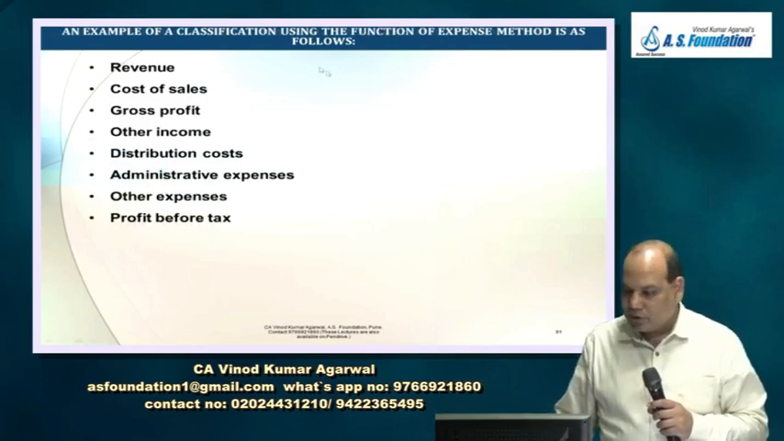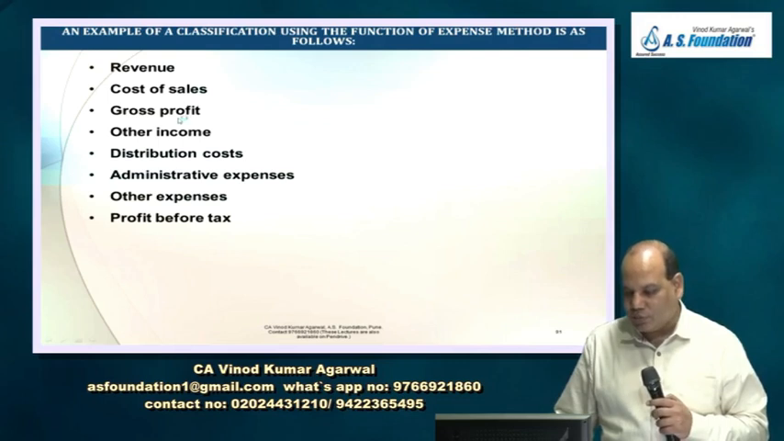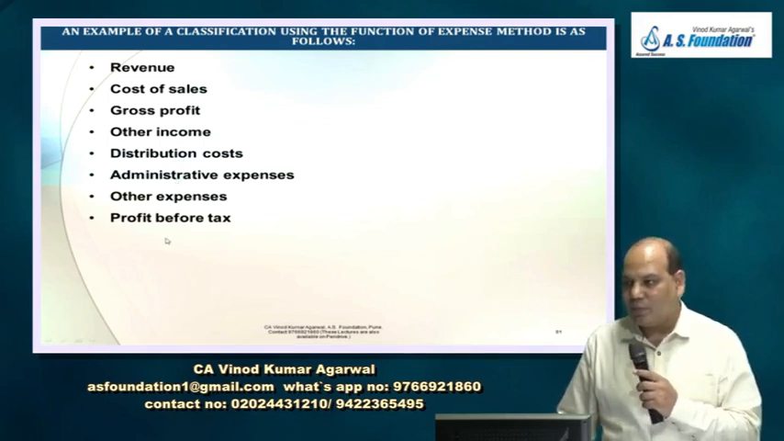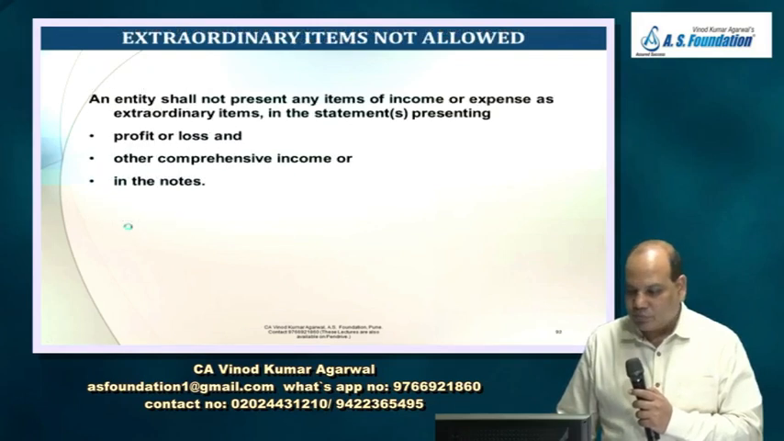Okay. Now this table gives you the function wise classification of expense. So if you are following the function wise classification of expense, then your presentation would be like this: revenue, cost of sale, gross profit, then other income, distribution cost, administration cost, any other expense, profit before tax. This is given in IAS 1. Okay.